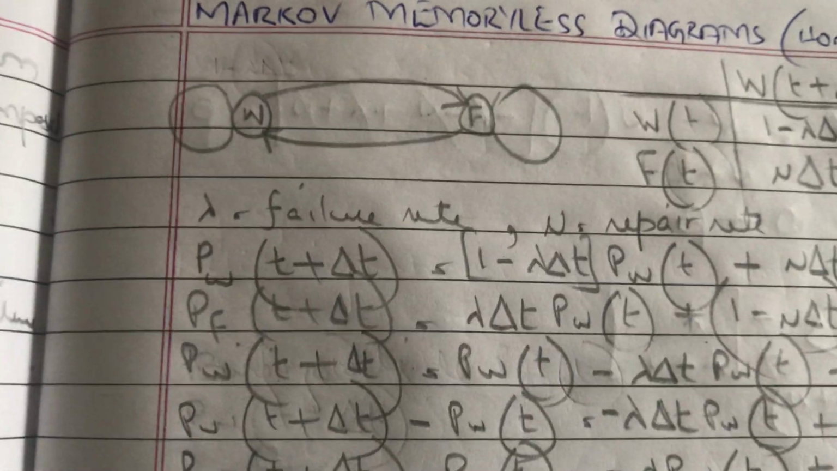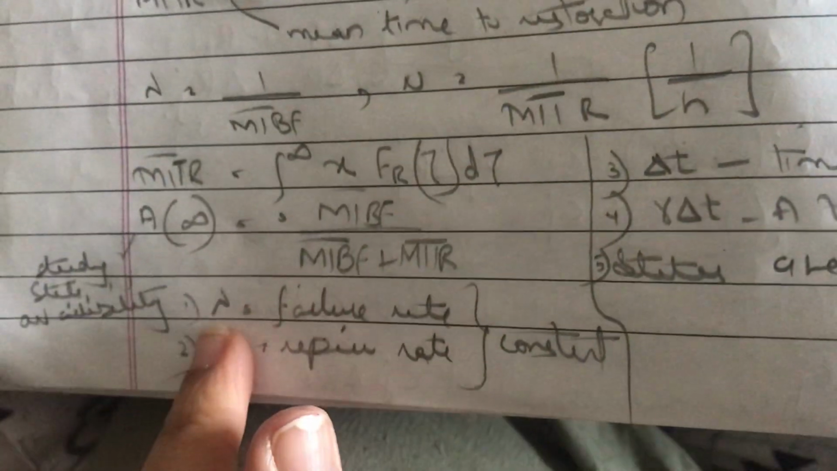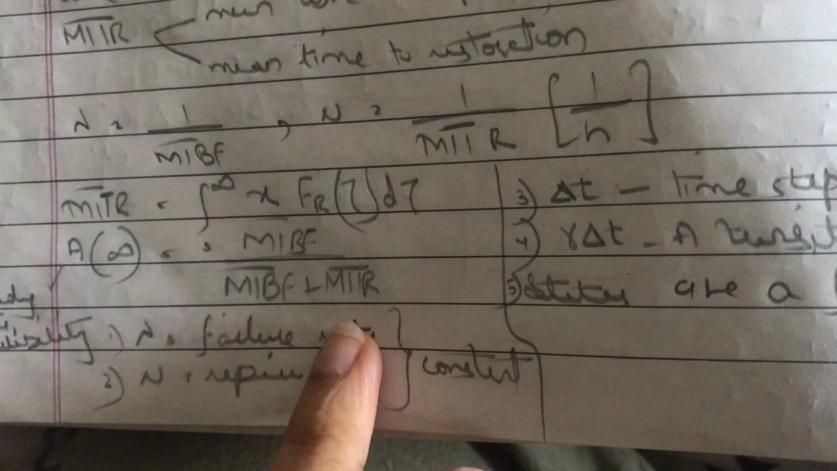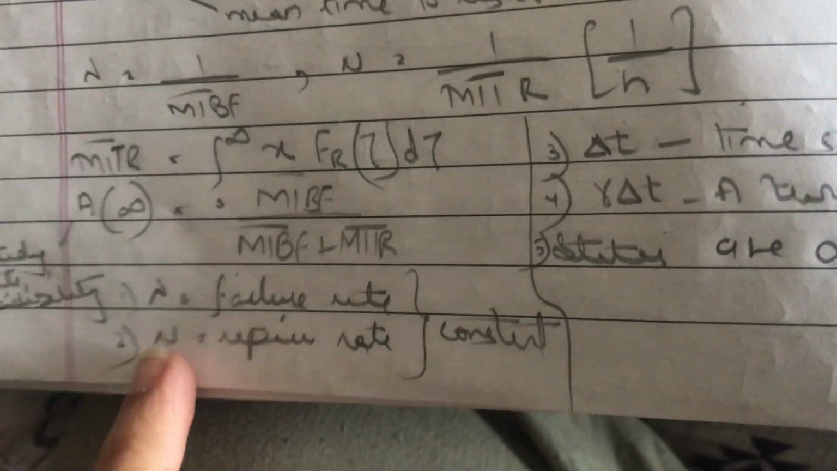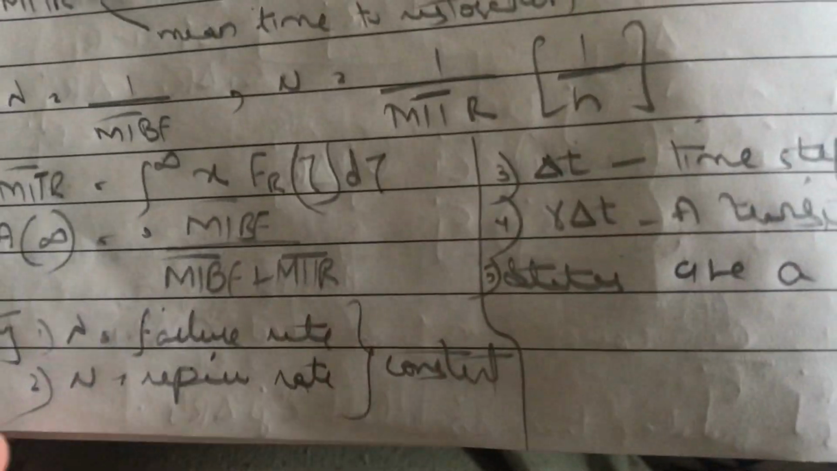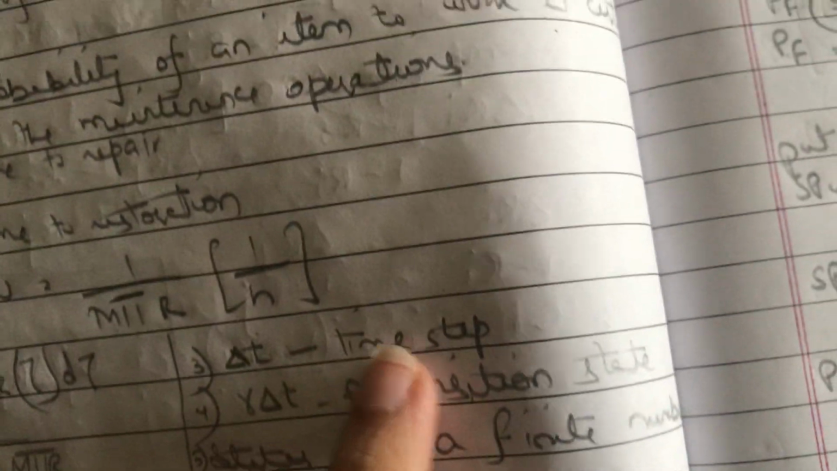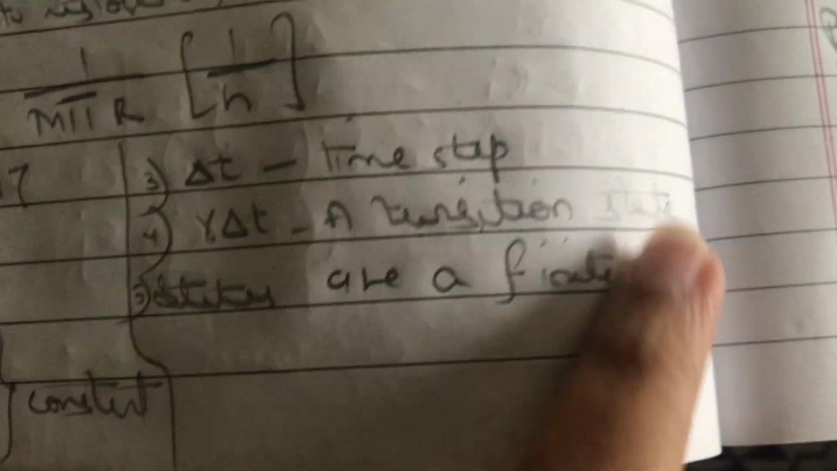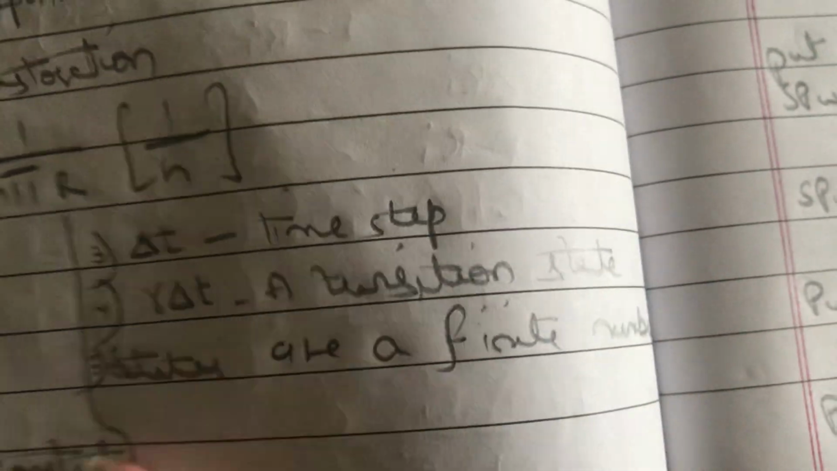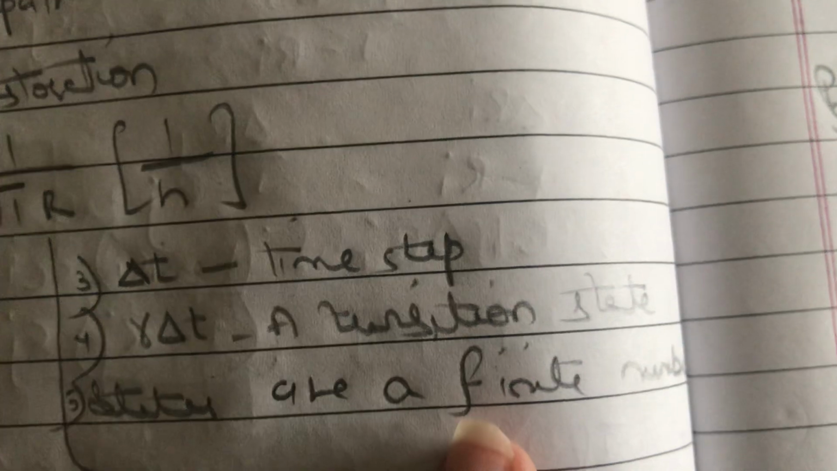First we have to keep in mind five things. Number one, we have lambda, that is the failure rate. Number two is mu, that is the repair rate. They both are constant for an electronic component. The third thing is delta t, our time step. And we have gamma delta t, that is a transition state. Remember that all states are a finite number, meaning they are finite in number.